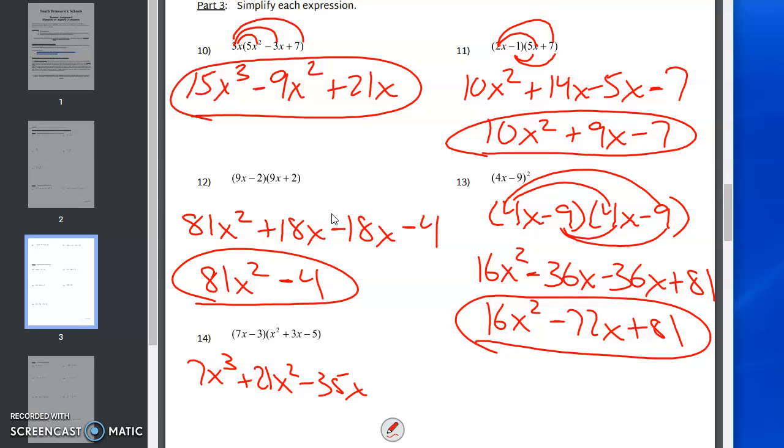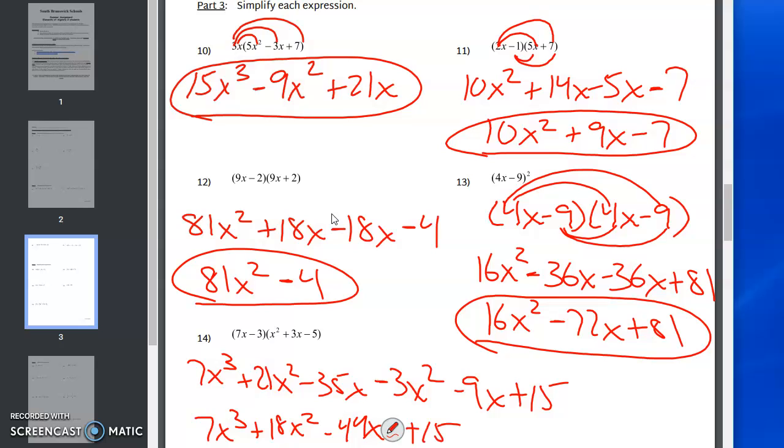Now I distribute my negative 3 through all 3 of them. Minus 3x squared minus 9x plus 15. And we always finish by combining like terms. 7x cubed, 21x squared and negative 3x squared is plus 18x squared. Negative 35x and negative 9x is negative 44x. And 15 is positive 15. And there's my answer. And that's how we simplify each expression.